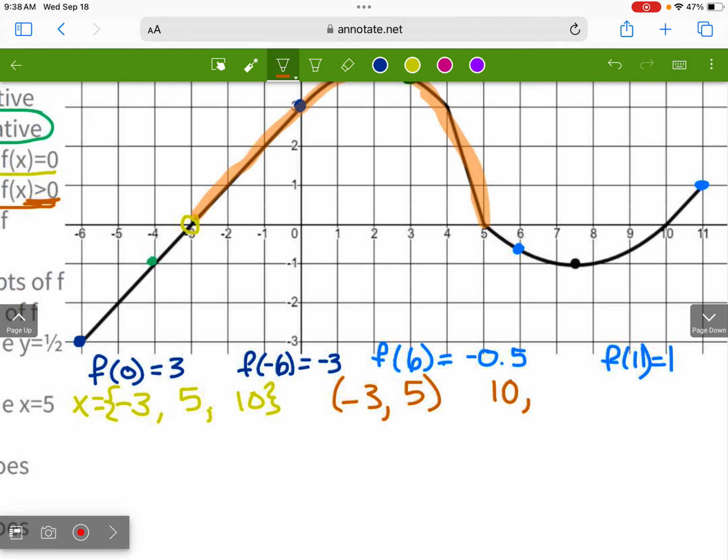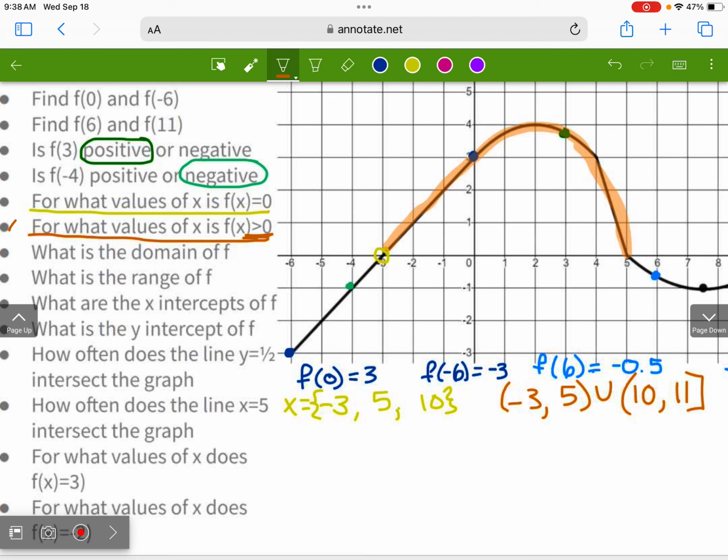Does it go to infinity? Where does it stop? 11. Is 10 included or excluded? Excluded. Is 11 included or excluded? Included. What's on the line is because it's on 0. Correct, because then it would be equal to 0, not greater than 0. So I've just did that in orange, and then I've just started it down here so we can find it later if we look at the PDFs.